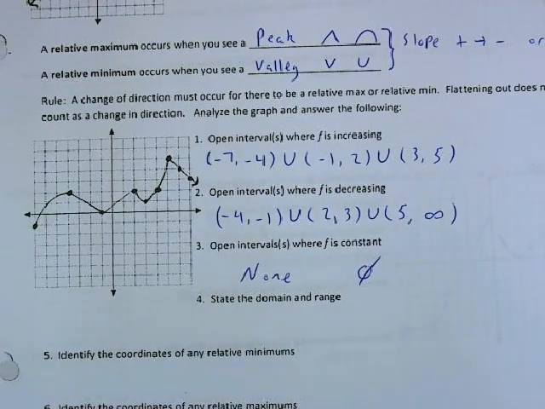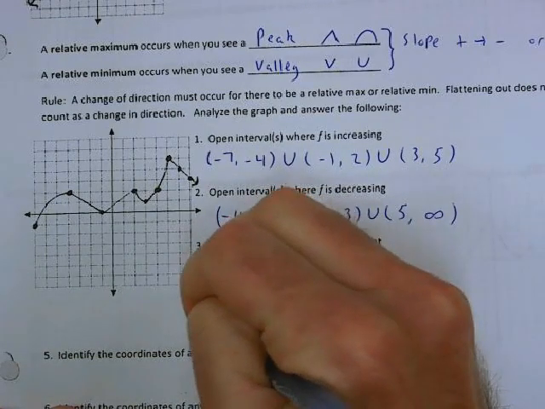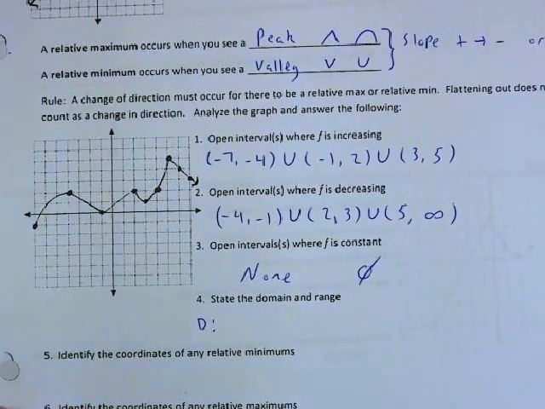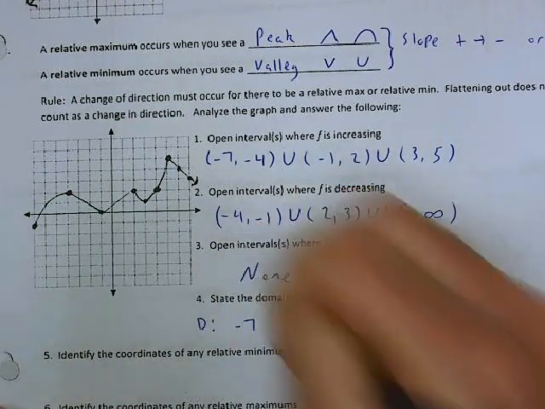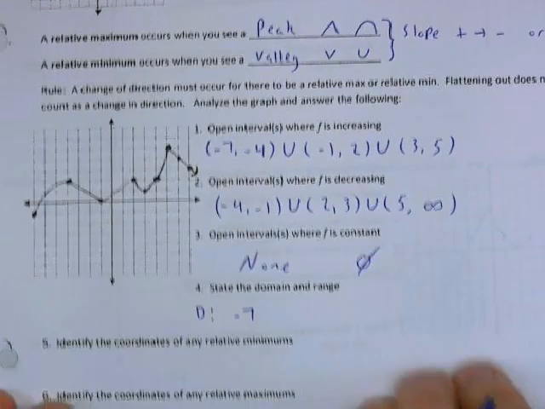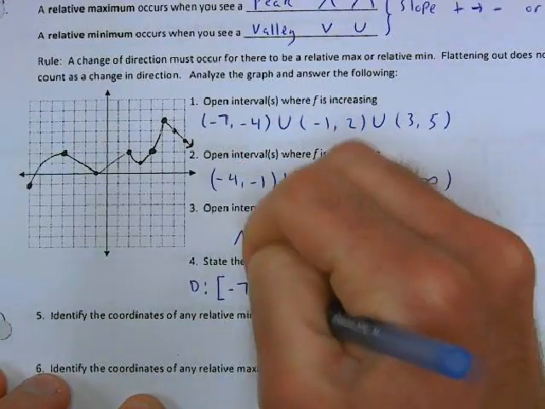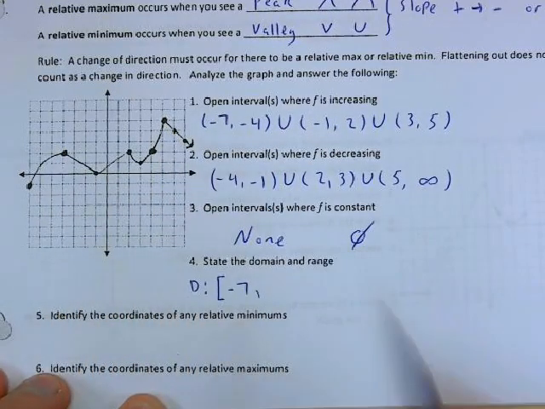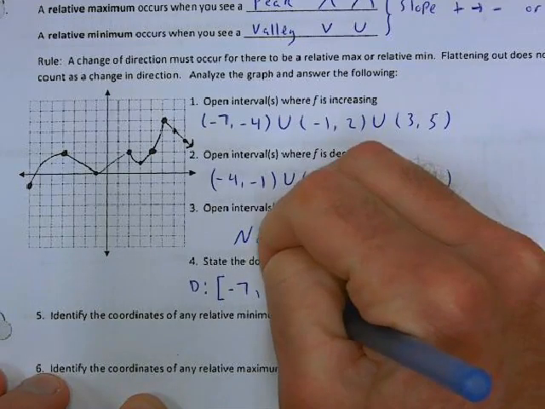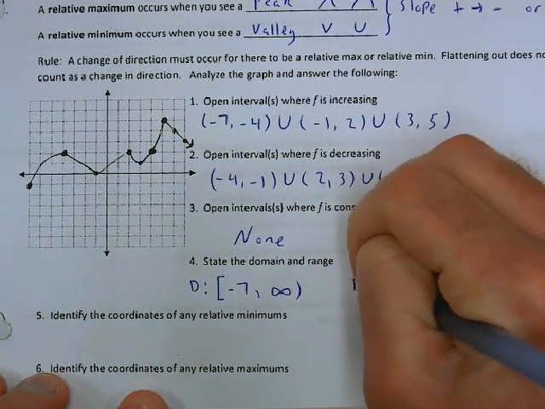Okay, state the domain and the range. So what is our domain? Okay, so what do our x values go from? We always want to start with the smallest x value, which is over here at -7. Can x actually equal -7? Yes, it can for this one, so then we want to use brackets. And then it goes to what? So are there any holes in my graph? No. When does it stop going to the right? Well, never. So it goes from -7 to infinity. Okay. So there's my domain.